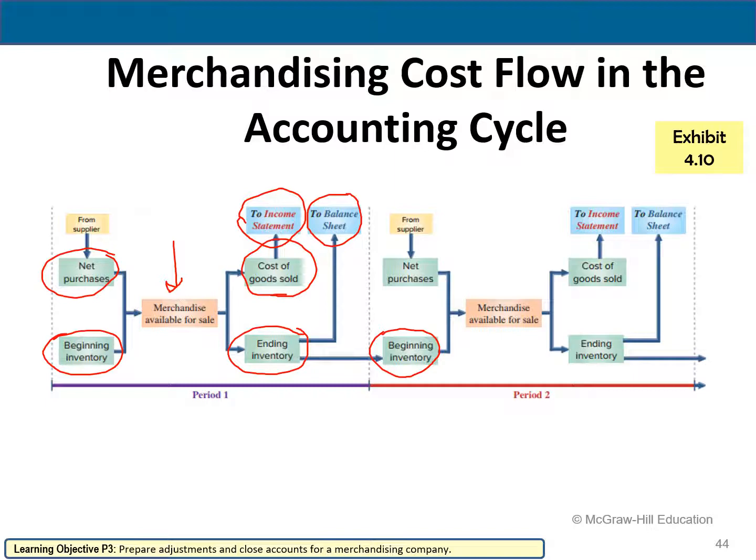Okay, so let's see what else is important to know here. So just as inventory is sold, the cost of that inventory is recorded in cost of goods sold on the income statement, and then whatever is left remains on the balance sheet. Okay.